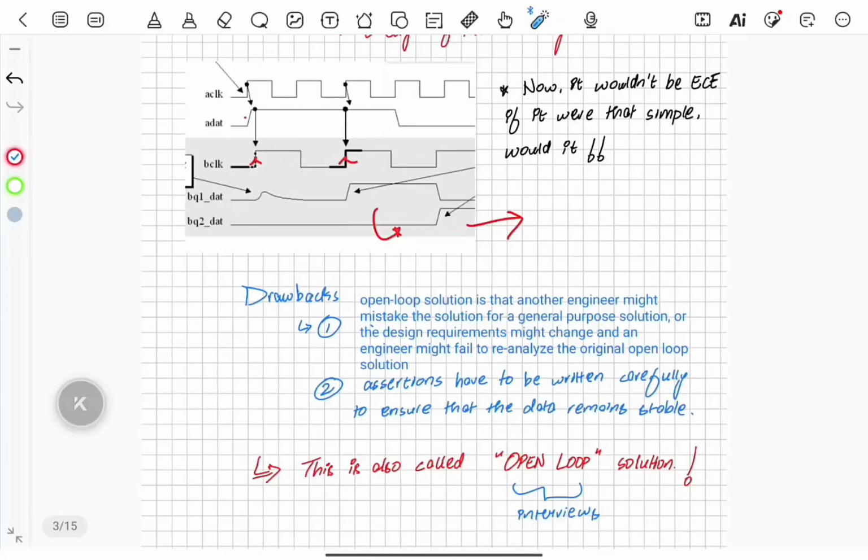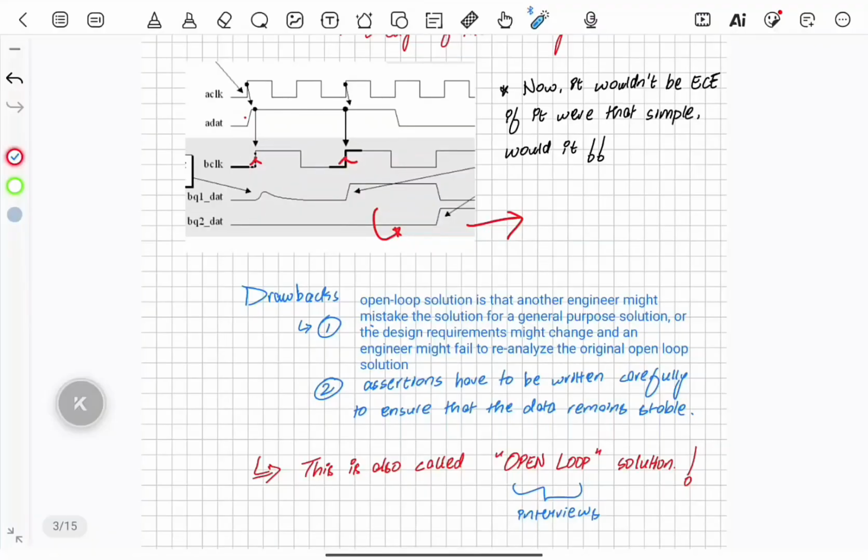And the second is verifying it, right? You just can't say that it will be stable. You need to write assertions and ensure that it is stable for three edges. And if there is a change in the design requirement, you need to rewrite the assertions. If you miss an assertion, then it is an issue.